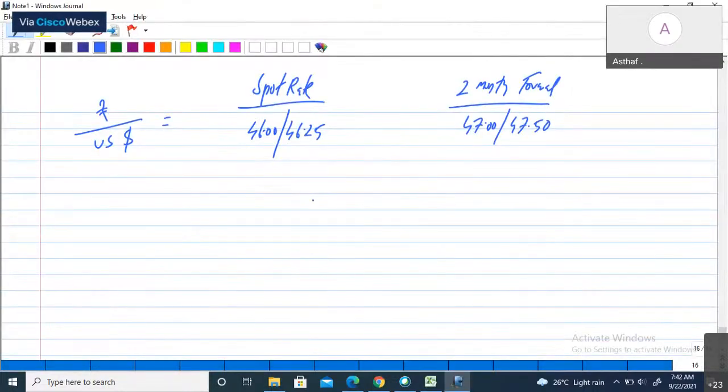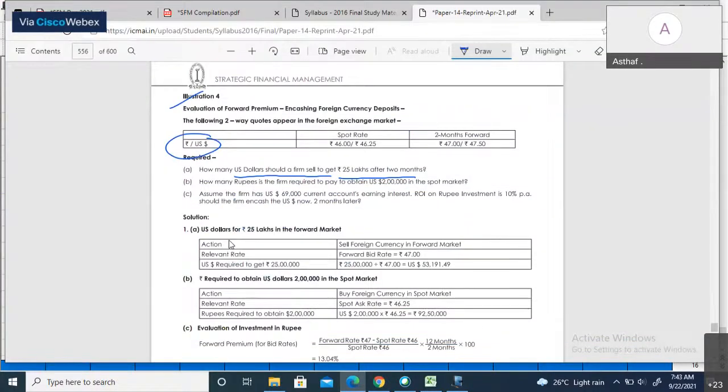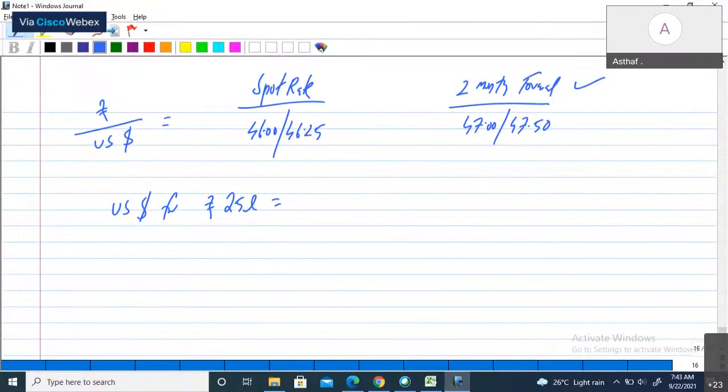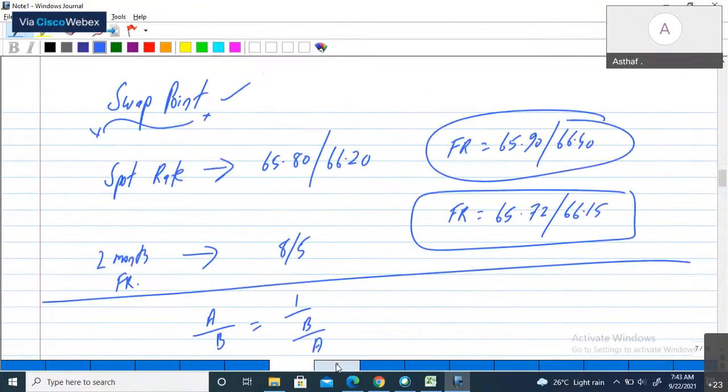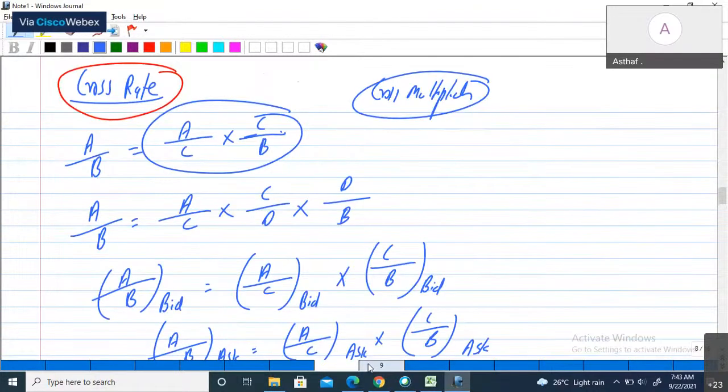Since it is after 2 months, the relevant rate is the forward rate. You want to know how many US dollars for 25 lakh rupees. That means you are buying US dollars. Here there are two rates. In the morning we discussed the whole concept for understanding this point.